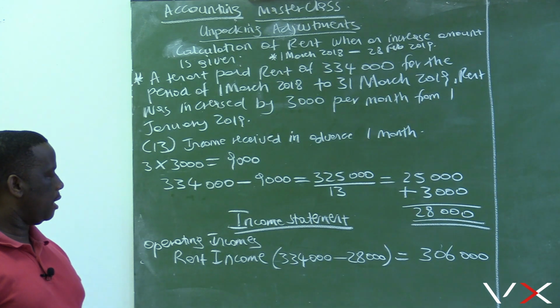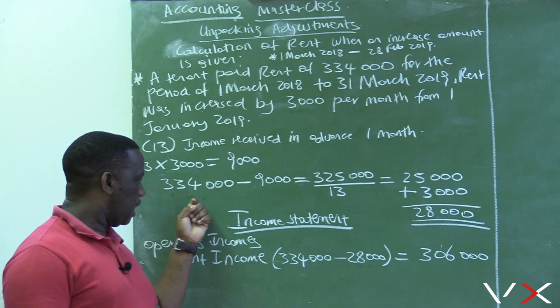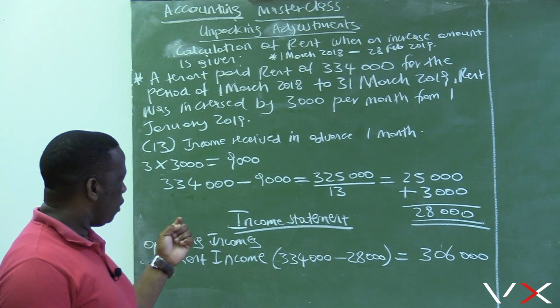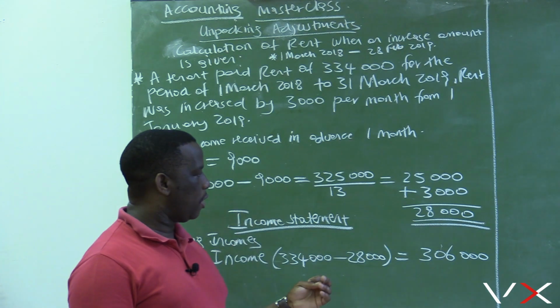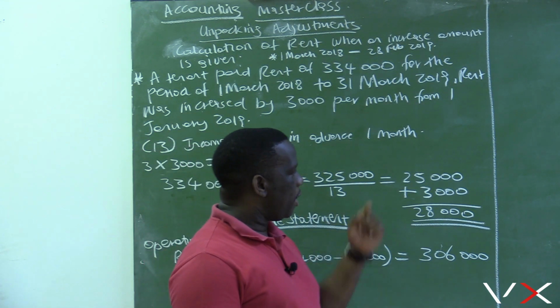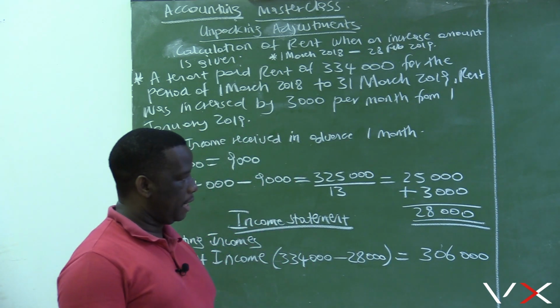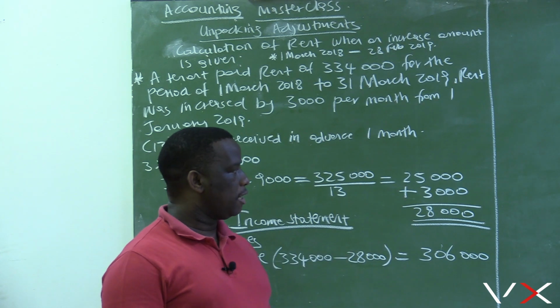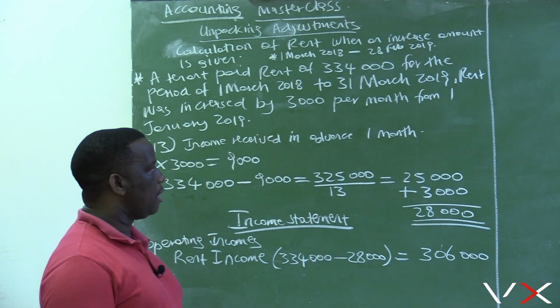equals 9,000. And then we go to the total amount received for 13 months, which includes the increase, and we take out the increase and we get 324,000. If you divide that by 13, we get 25,000, which was our rent income before increase. But now there is an increase of 3,000 per month, so rent income after increase is 28,000.